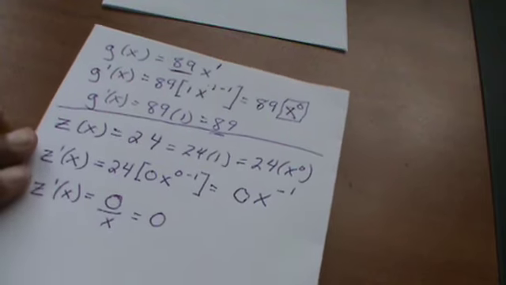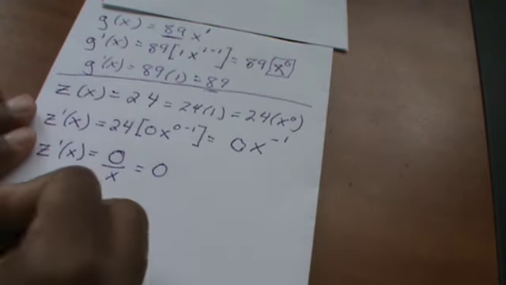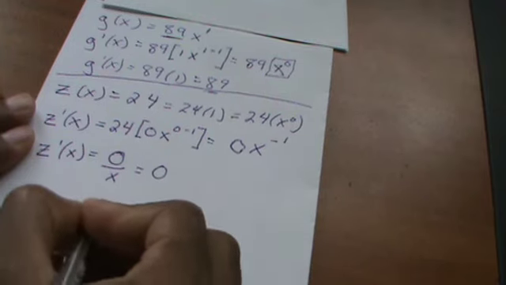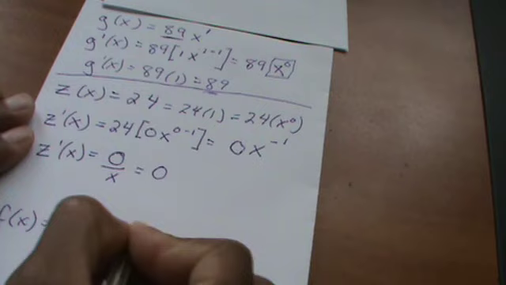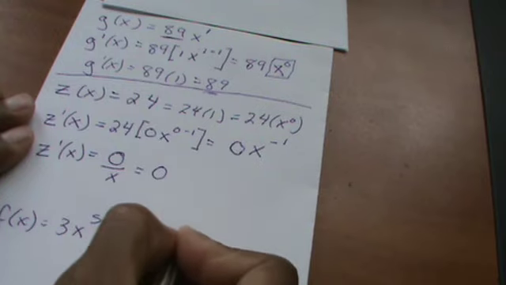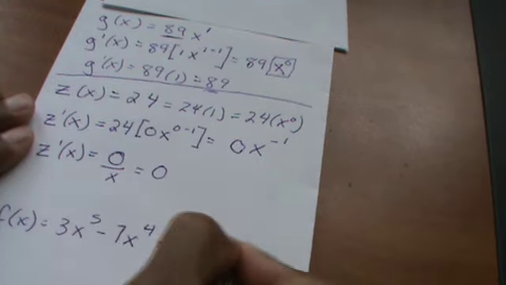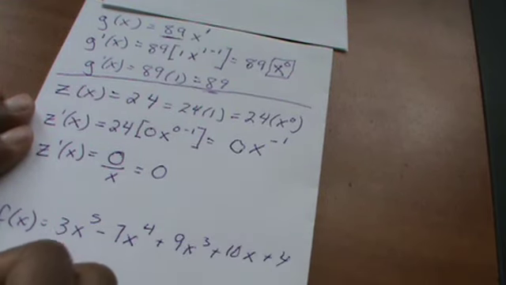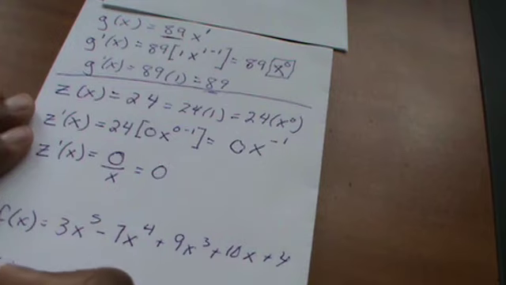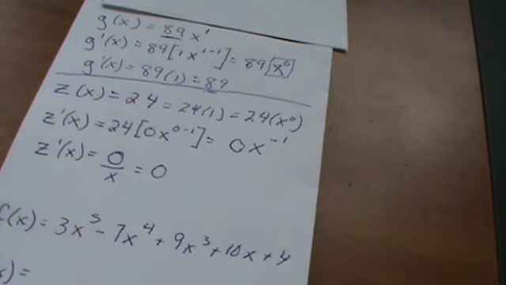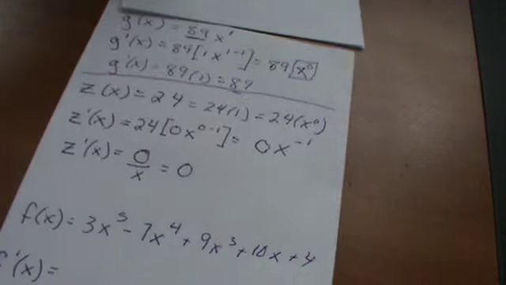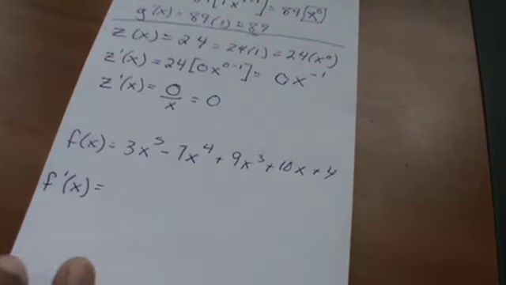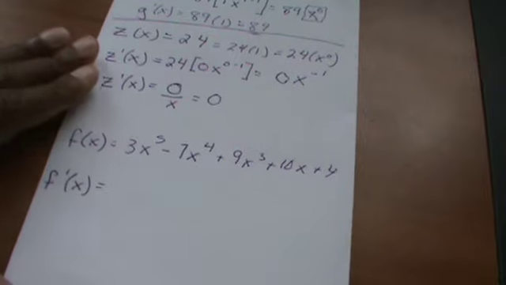All right, so let me do one where you have a string of items. So say we have f of x equals 3x to the 5th power minus 7x to the 4th power plus 9x cubed plus 10x plus 4. All right, according to the sum and difference rule, you should be able to take the derivative of each one of these individually, and the sum and difference should still hold.